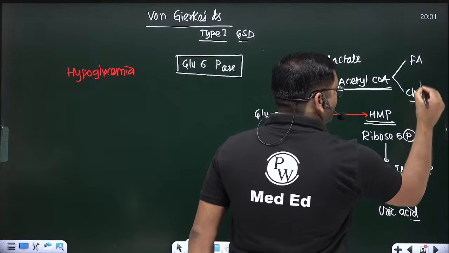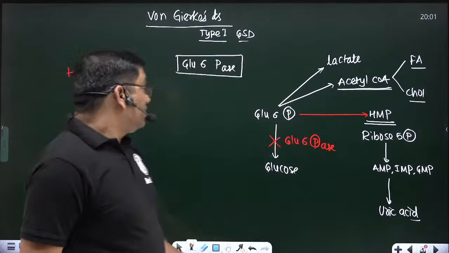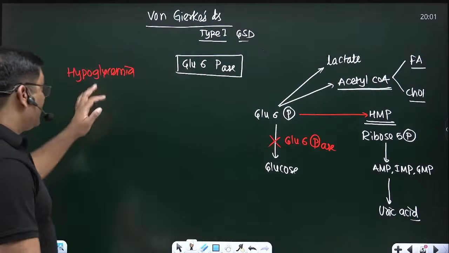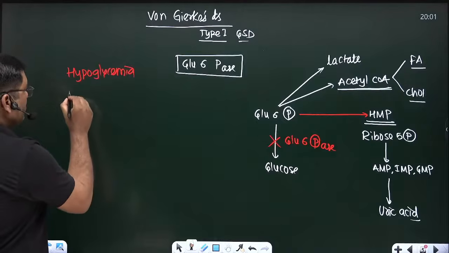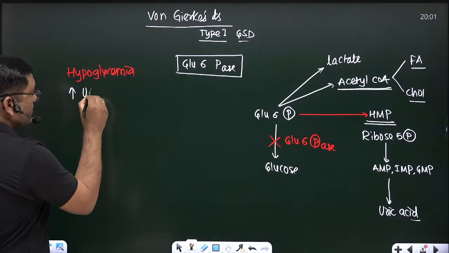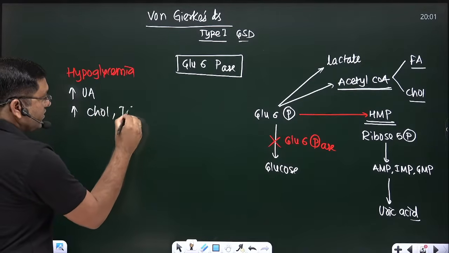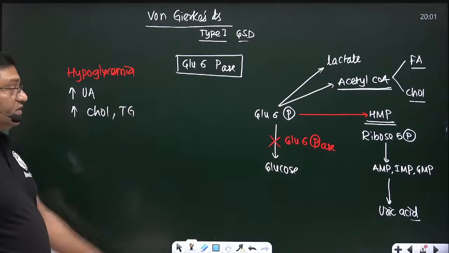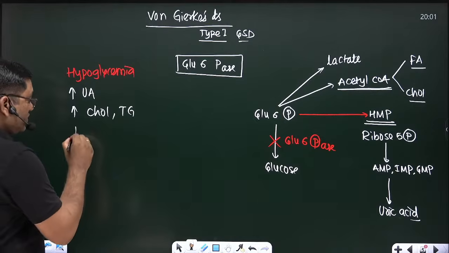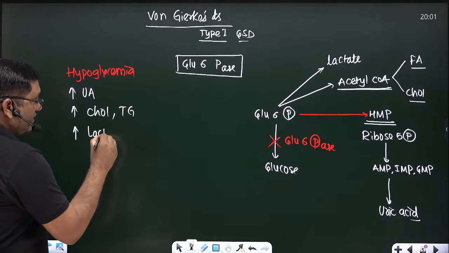So there is hyperlipidemia in von Gierke's disease. So hypoglycemia, hyperuricemia means increased uric acid level. There is increase in the cholesterol. There is increase in the triglyceride level in this patient of von Gierke's disease. There is increase in the lactic acid level.